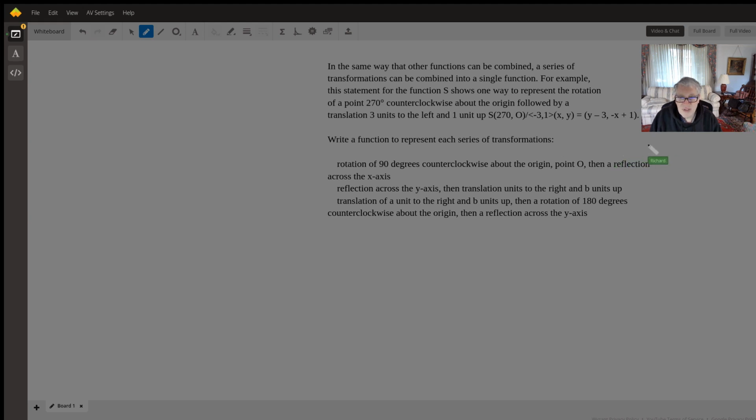Let's do the next one. Rotation of 90 degrees counterclockwise is going to give you x, y goes to negative y comma x. And that's 90 degrees. It's hard to see these. This would be a 90 degree rotation here. You have to think about a right angle here.